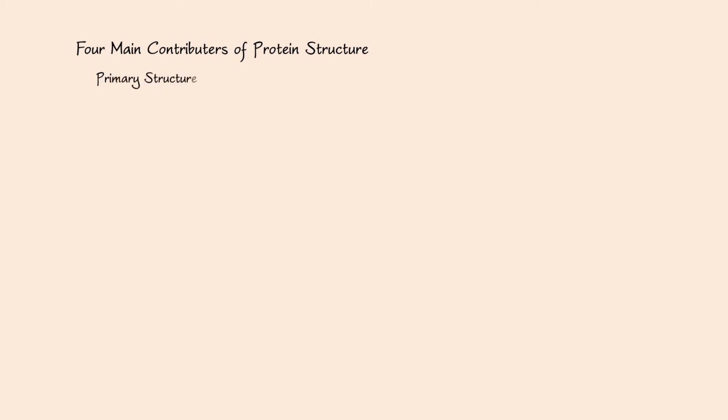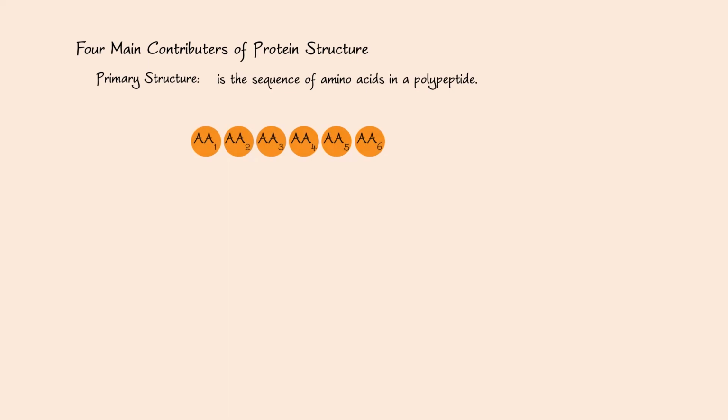The primary structure is the sequence of amino acids in a polypeptide. The sequence of amino acids is particularly important, and a minor change in sequence can negatively impact the structure and function of a protein. Shown here is an example of a primary structure of a polypeptide. Keep in mind, the covalent bonds that link amino acids together are referred to as peptide bonds.